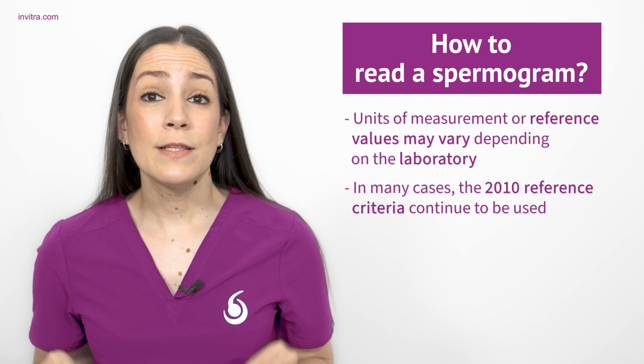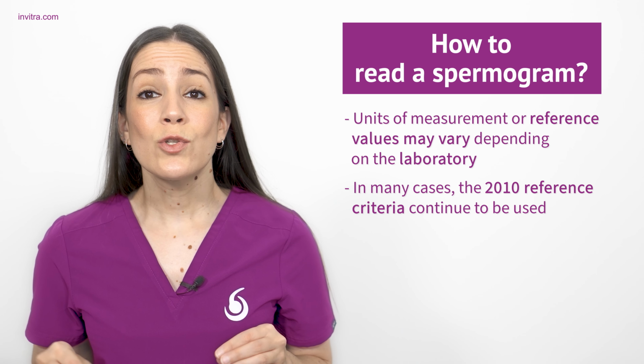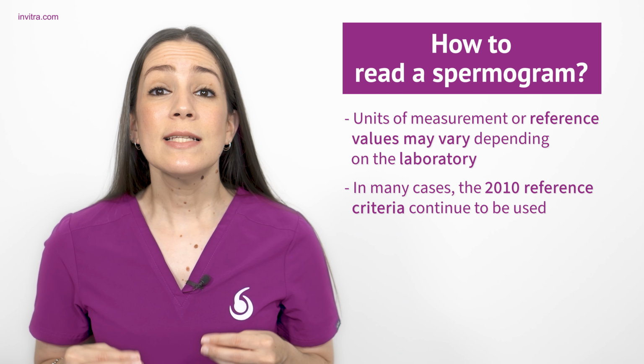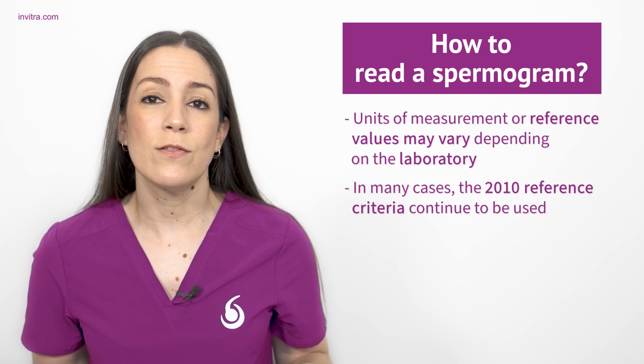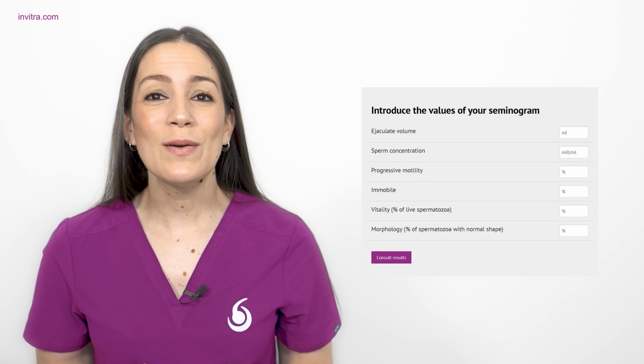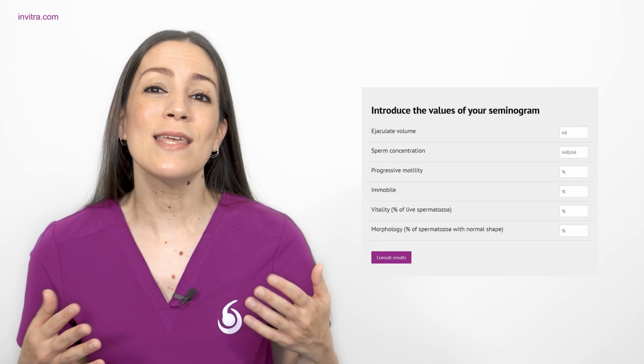The WHO's current decision limits are the ones published in year 2021, although on numerous occasions the reference criteria established in year 2010 are still used. And as a guide to help you interpret the results of your seminogram, I am providing the link to our useful tool in the description below.